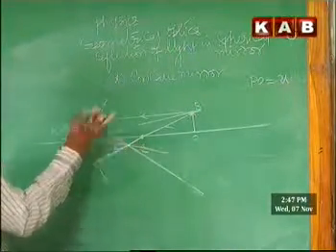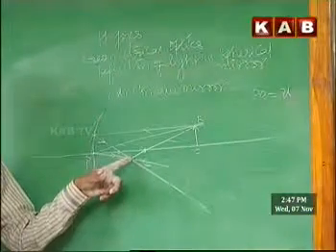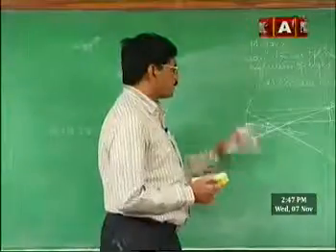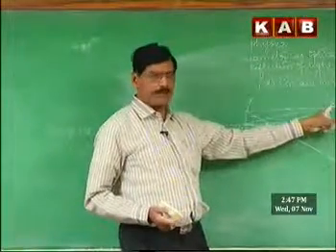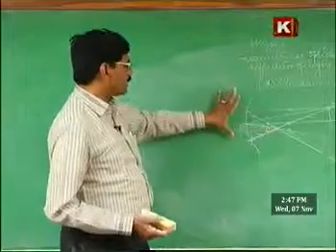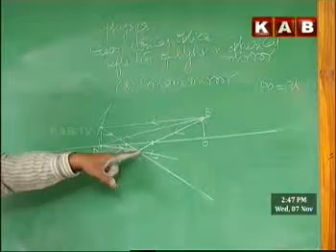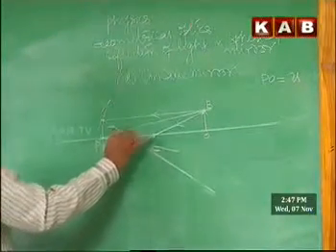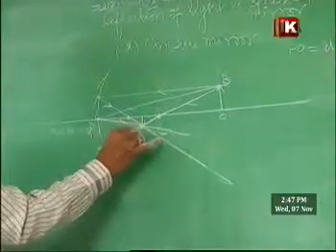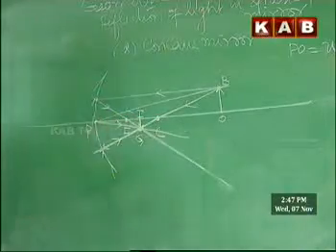So like this, any number of rays which are originating from B, incident on the mirror anywhere, ultimately all of them will be passing through this point, a common point. This common point is the image. So we write the image like this. I is the image corresponding to this.